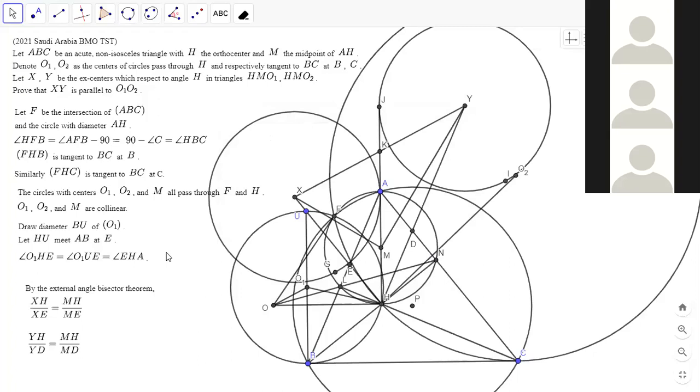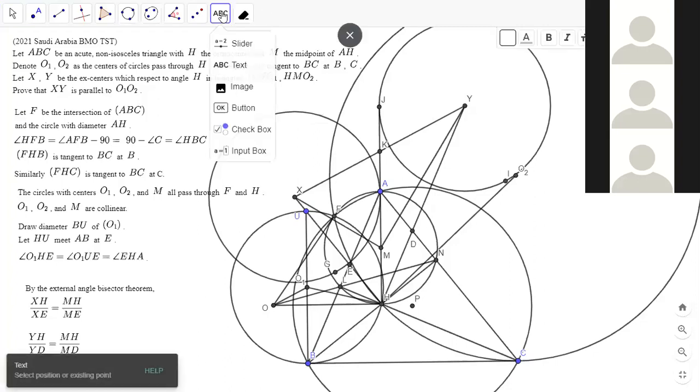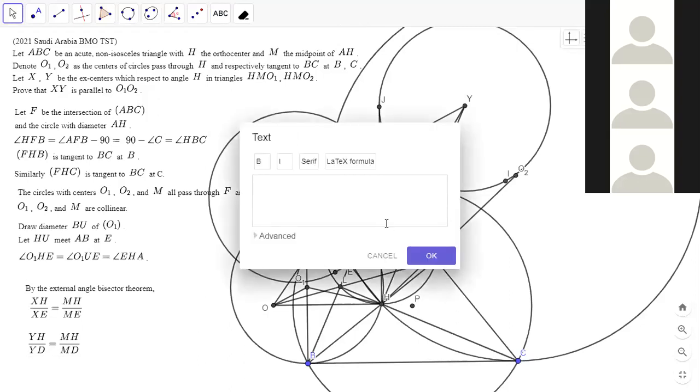So we know that that's an angle bisector. And then we can also show that HE is parallel to AC, because angle EHA, because BH is perpendicular to HU and BH is perpendicular to AC, so that implies HE is parallel to AC. It's really that simple.